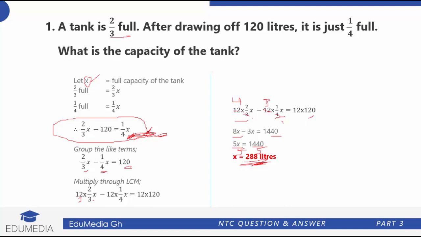But if you get this stage wrong, then your answer might be very wrong. So you have to be careful with the forming of this equation. First of all, I have to identify what I don't know. That is the capacity of the tank. That is what I'm looking for, so that is what I identify with the variable x. With that, we go ahead to find it. So our x is 288 liters.